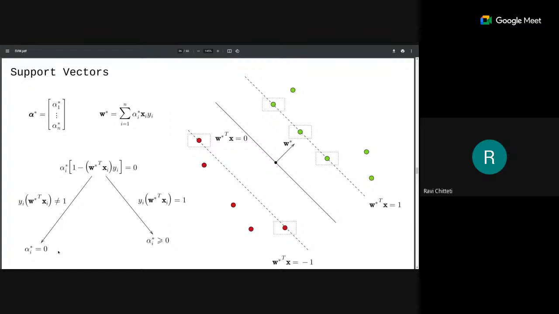If it is not on the line, then alpha I star is forced to be 0. But if it is on the line, then all that I can say is that alpha I star is greater than or equal to 0.